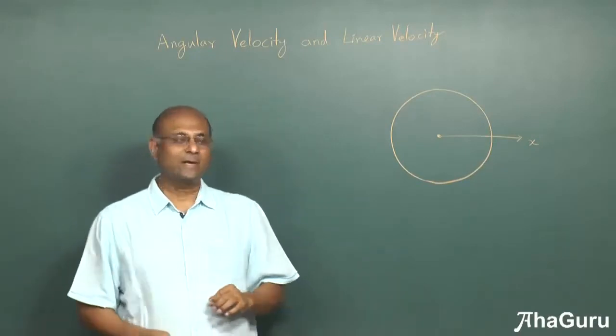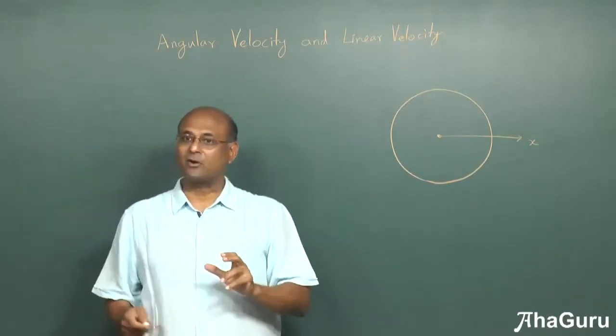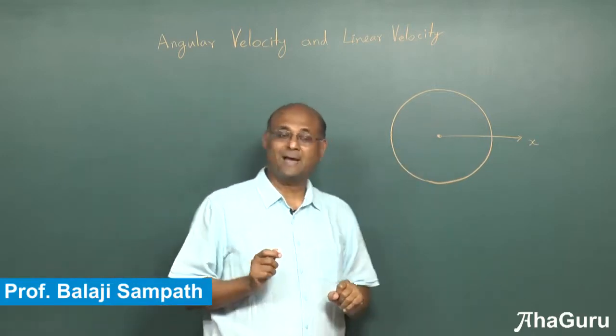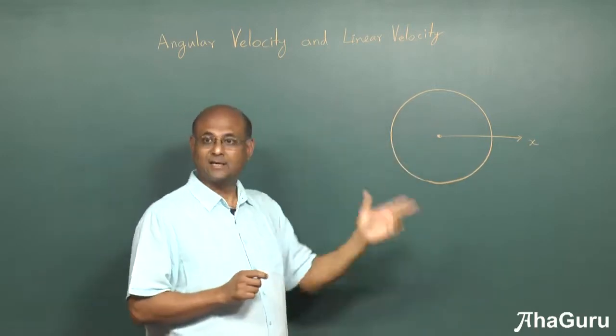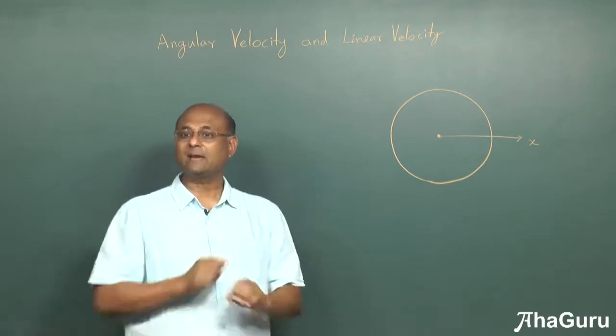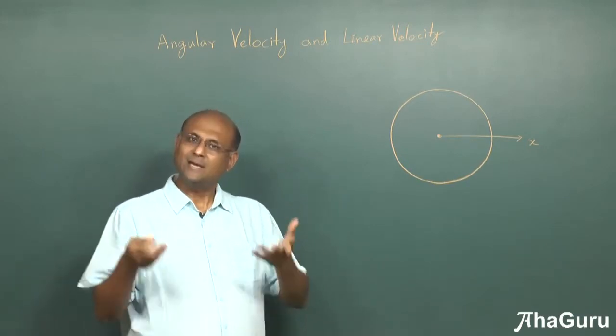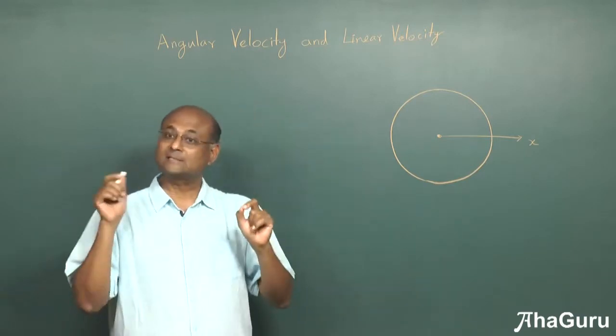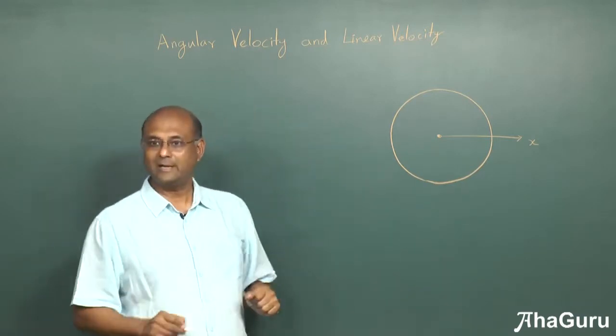We have so far been looking at the idea of angular velocity for an object that is going around in a circle. Now I'm going to look at a situation where an object is going in a circle and we are interested in its linear velocity. What is linear velocity? It is the usual velocity that you already know. First we will talk about linear speed, then we will talk about linear velocity.